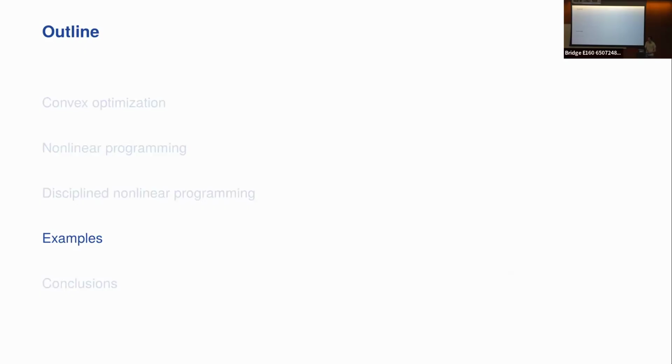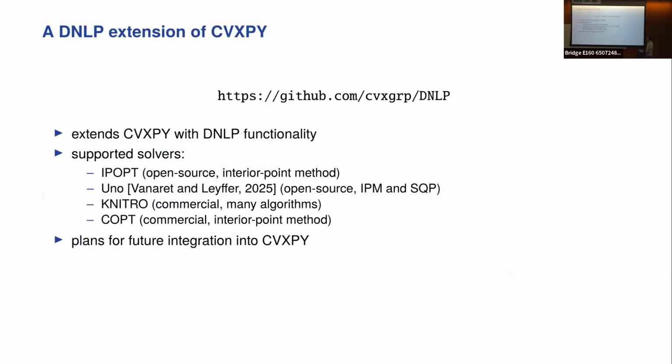So now I just want to show you some examples. We have this DNLP extension of CVXPY. It's a fork of CVXPY right now. We support a couple of open source solvers. Of these, I would personally recommend IPOPT. That's the one I have most experience with, and it seems to work great for all the problems I have tried, if you formulate your problem in the right way, which we do for you, basically.